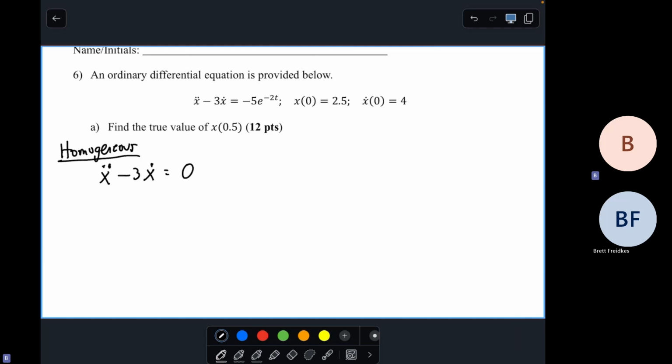I can assume a solution. What solution should I assume? Yeah, we'll assume that x is c e to the lambda t. We can take the derivatives of that with respect to t. Do we believe that? We assume c e to the lambda t. We've seen in class that that is a great assumption for homogeneous equations. Yes. What is our assumption?